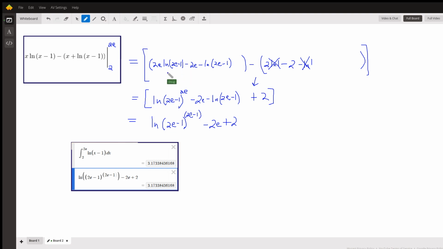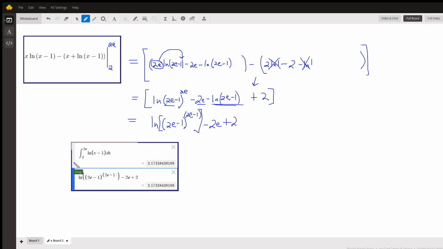And we can move this multiplier up here, property of logarithms. And then over here, if you want to, ln of a minus ln of b is ln of a divided by b. And 2e minus 1 to the 2e divided by 2e minus 1 is 2e to the 2e minus 1 to the 2e minus 1. You can put this in brackets if you want to. And then we've got this minus 2e and the plus 2.